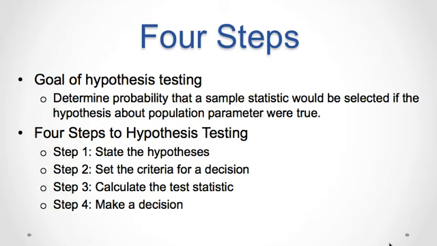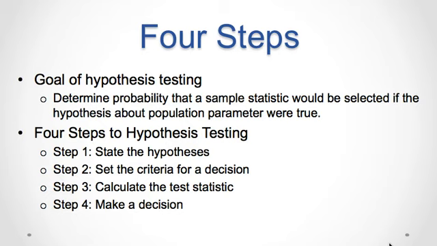The goal of hypothesis testing is to determine the likelihood or probability that a sample statistic would be selected if the hypothesis about a population parameter were true. There are 4 steps to hypothesis testing. Step 1, state the hypothesis. We identify a hypothesis or claim that we feel should be tested. For example, we might want to test if the mean number of hours that preschool children in the U.S. watch TV is 3 hours per week.